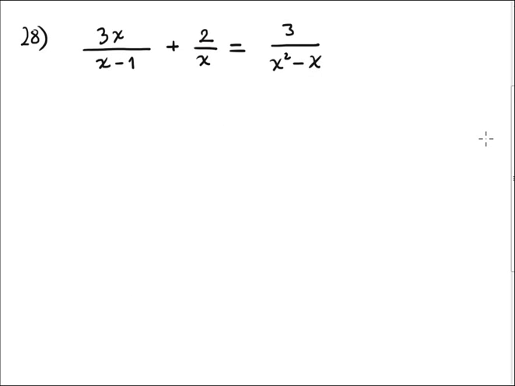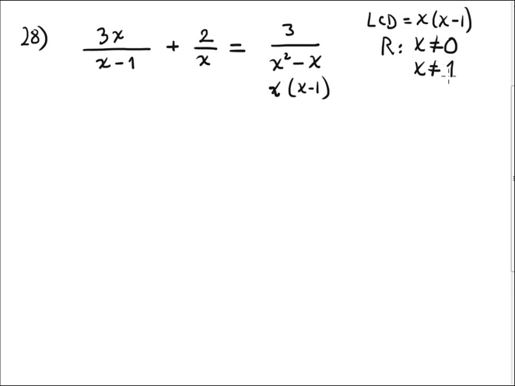Okay, 28 is a typical rational equation. Remember the idea. The idea is you factor every expression in the denominator. In this case, prime. This is prime, but this is not prime. The greatest common factor here is x minus 1. The least common denominator is x times x minus 1. And the restriction associated with this common denominator is x must be different from 0 and x must be different from 1.